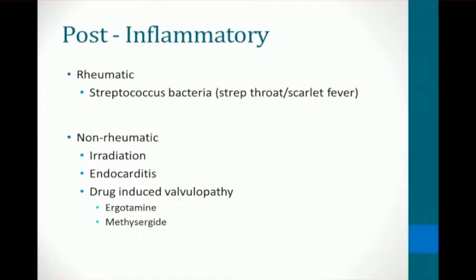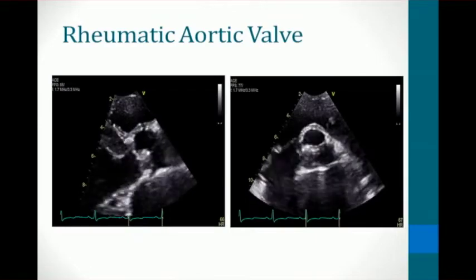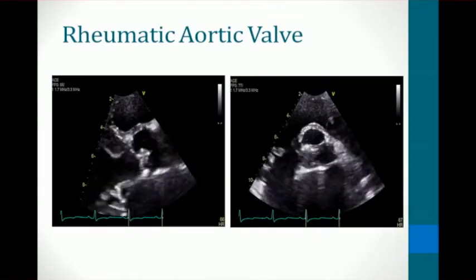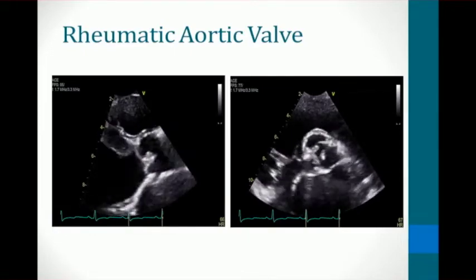Other types of post-inflammatory diseases include patients who have been exposed to radiation on their chest, those who have a history of endocarditis, and patients who have taken medication known to cause stenosis. Medications like ergotamine used to be prescribed for migraines. More recently, fen-phen was thought to cause valvulopathy, though it's been controversial. This is an example of a rheumatic aortic valve. On ultrasound, there is increased echogenicity along the leaflet edges and fusion of the aortic valve commissures.